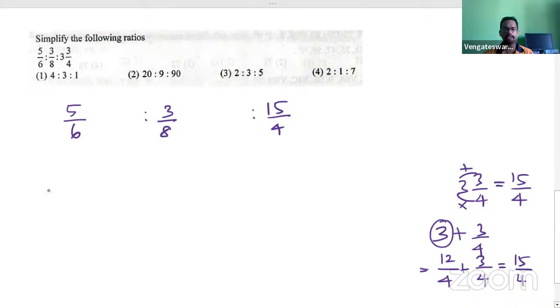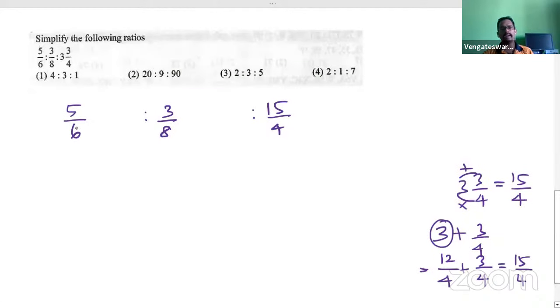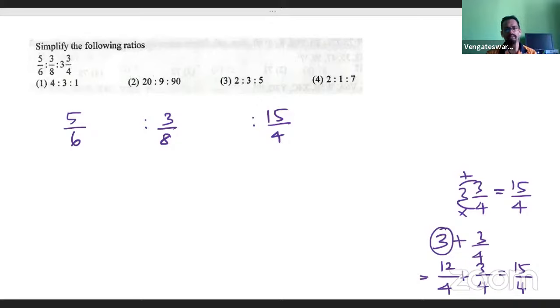Now I need to simplify this ratio. How can I do this? When we have ratios involving fractions, in those situations, what we can do is we can actually take a common denominator. Now look at these denominators. I have 6, 8, and 4. Can you get me a common denominator? What's a common denominator, students? For 6, 8, and 4, what is the common denominator? I mean, get a common multiple or give me a number in such a way that the number will be divisible by 6, will be divisible by 8, will be divisible by 4. Any such number?